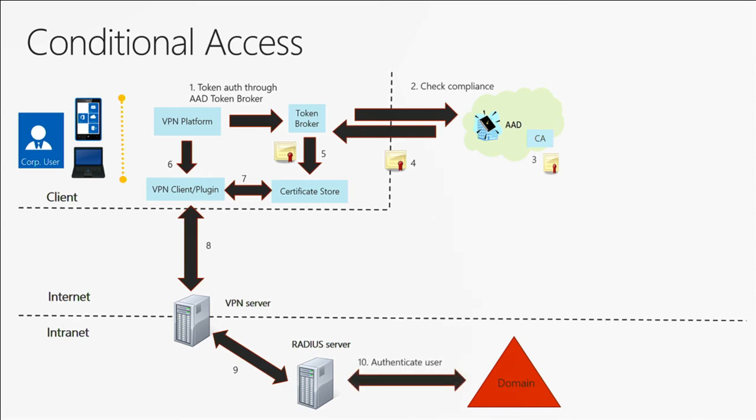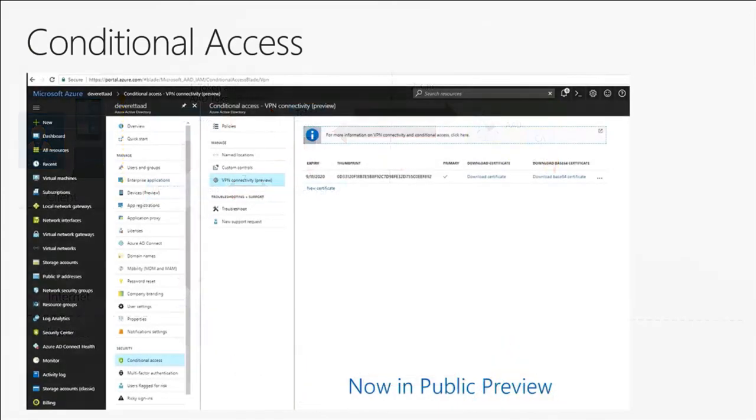Now, the change you need on your on-premises system is that on the RADIUS server, you need to trust the root certificate for the CA on AAD. That's the only minimal configuration you need on the RADIUS server here. This is now in public preview. If you go to the conditional access blade, you will see a VPN connectivity option. You can go and set it up for MFA and/or conditional access. And from the portal, you can then download the root certificate that you then have to go and put into your RADIUS server.